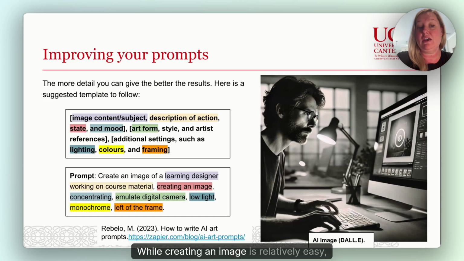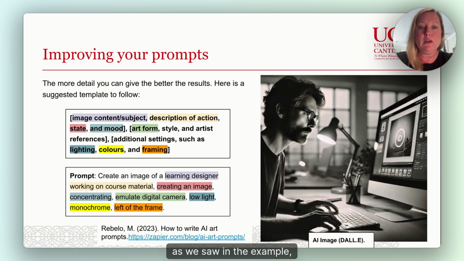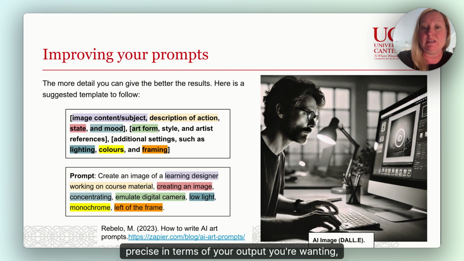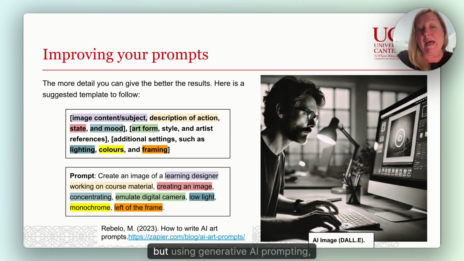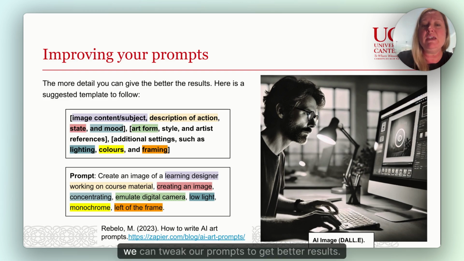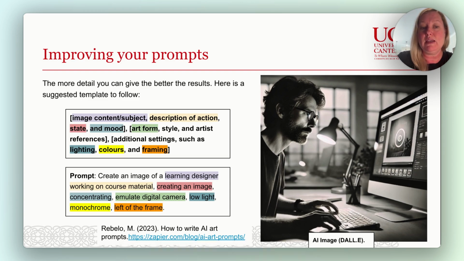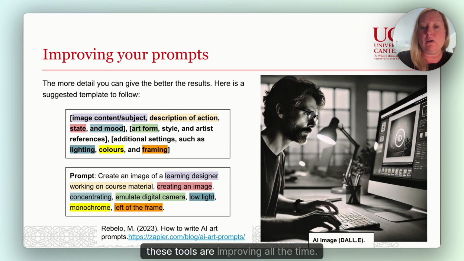While creating an image is relatively easy, as we saw in the example, getting it to develop something that is a little bit more precise can be difficult. If you want an image that incorporates words or is precise in terms of the output you're wanting, such as an image of a heart, it's best to use another tool to achieve this. But using generative AI prompting, we can tweak our prompts to get better results. Creating images that align with specific requirements does require a little bit of trial and error to get the best prompt. But having said that, these tools are improving all the time.